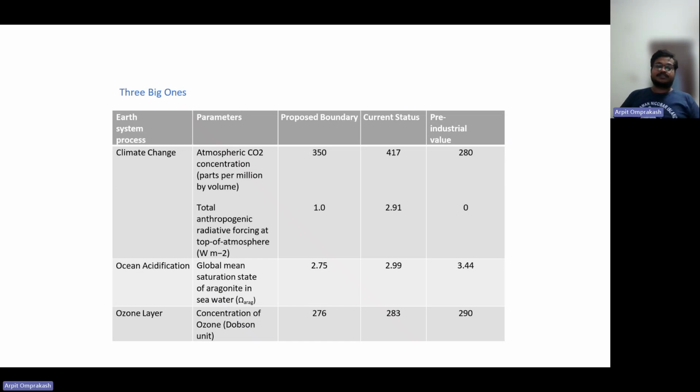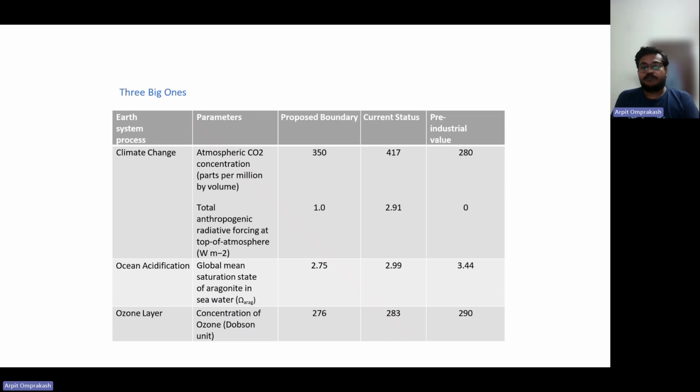Then you have ocean acidification, where the parameter that they use is the global mean saturation state of aragonite in seawater. The proposed boundary here is 2.75. The current status is almost close to that, which is 2.99. However, the value before industrial revolution was quite high.